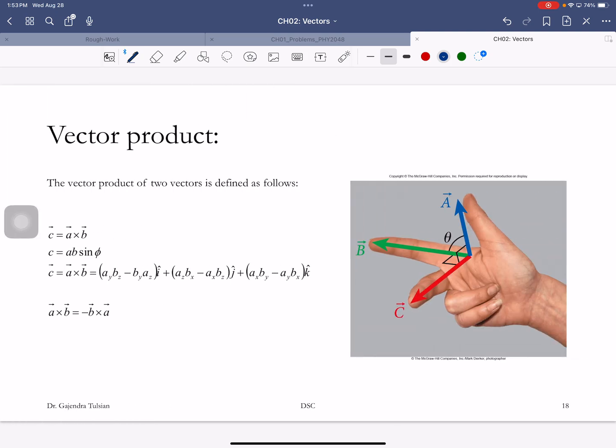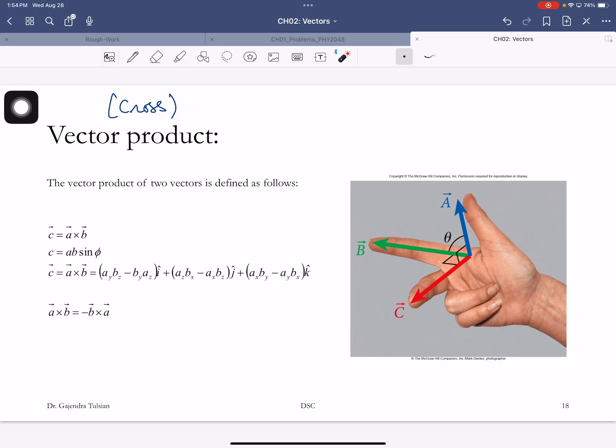Now here's another vector product that is useful. This is a vector product, so the result is a vector. It's also called a cross product because of the notation. C is A cross B. Now we want to know what C is. How do you find C?